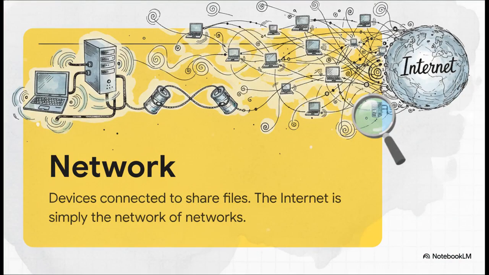So what exactly is a network, anyway? Honestly, at its absolute core, a network just forms whenever two or more computing devices connect to share files and communicate. This can be through physical cables or wireless signals. And when you scale that concept way up, connecting millions of these local nodes globally, well, you get the internet. The internet is, quite literally, just the ultimate network of networks.